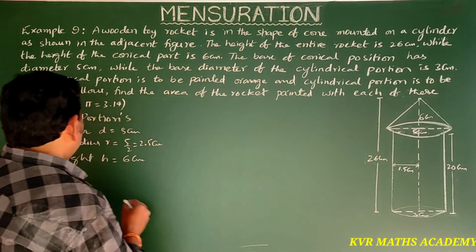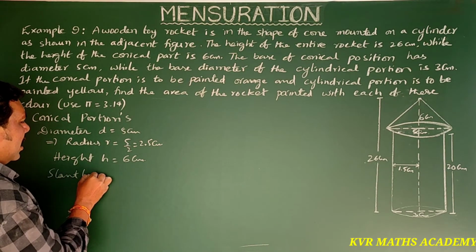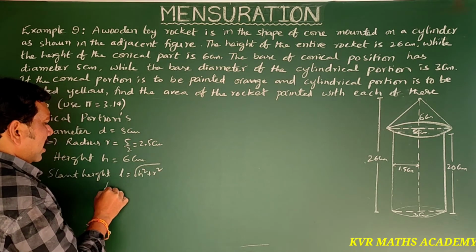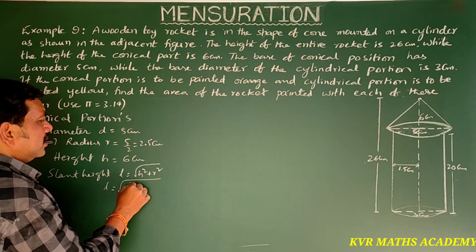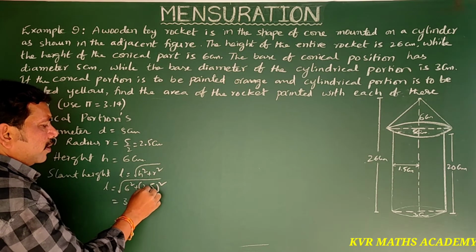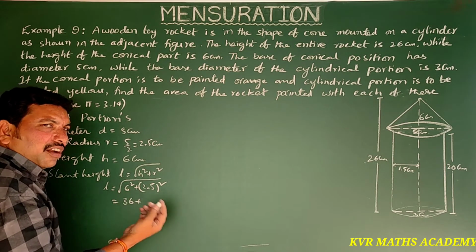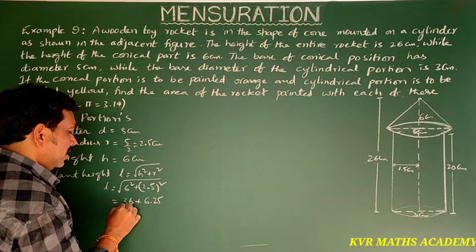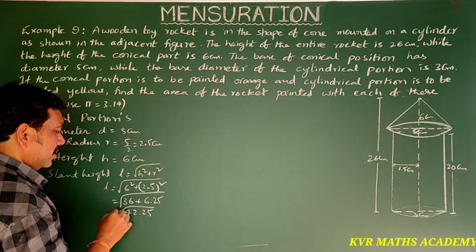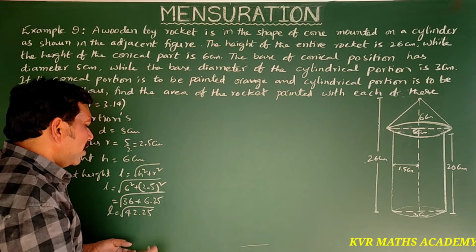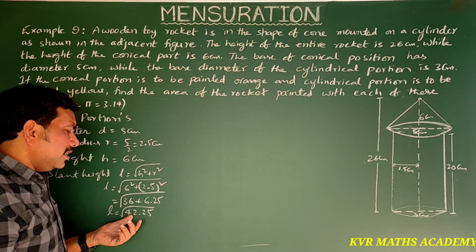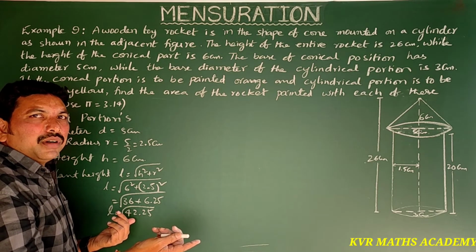Let us find the slant height. L is equal to root of h square plus r square. So L is equal to root of height, 6 square, plus r, 2.5 whole square. So that is 36 plus 6.25, 2.5 square is 6.25. Root of that is 36 plus 6.25, yes, 42.25. So what is the root of 42.25? Actually, 6 7s are 42, and 6.25 will give root 5.